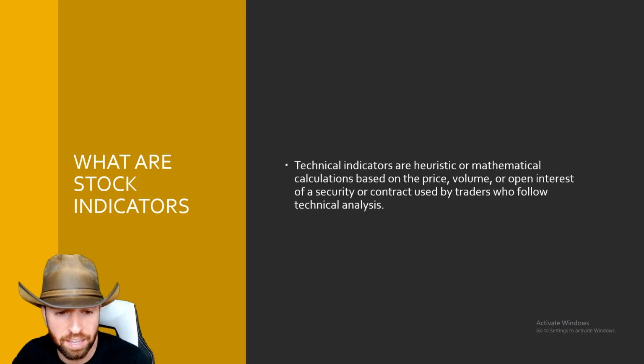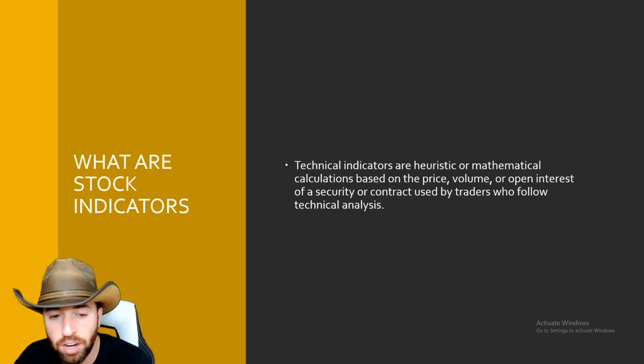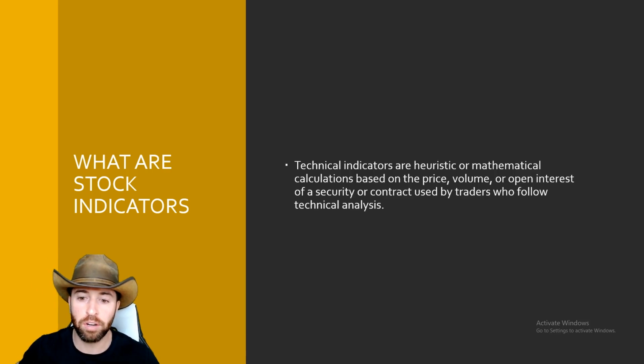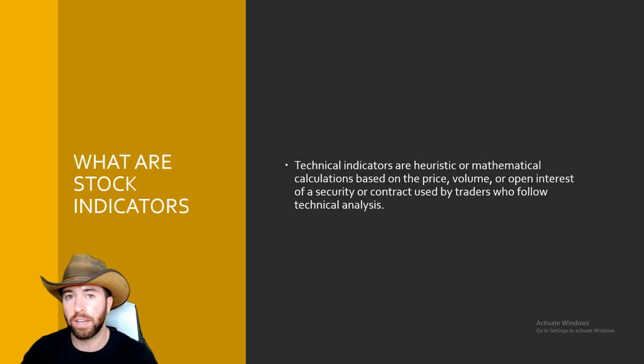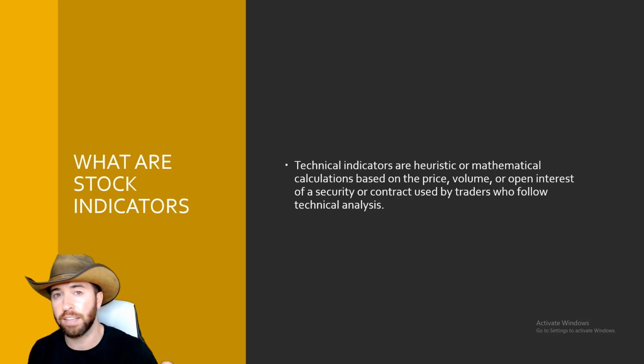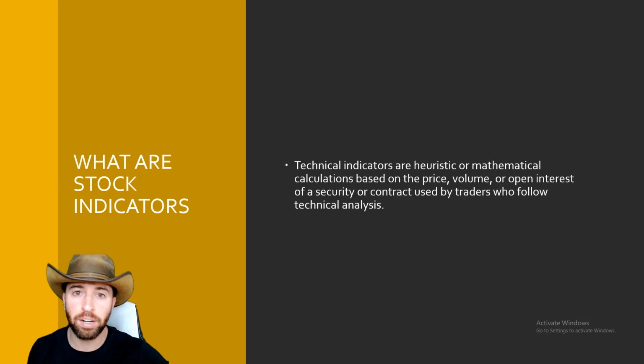What are stock indicators? Well, stock indicators are technical indicators, heuristic or mathematical calculations based on the price, volume, or open interest of a security or contract, used by traders who follow technical analysis. I know that sounds very confusing, kind of getting that big proper definition. I'll give you guys the Dekmar Trades definition. An indicator is going to be a line within your chart that's going to help you understand if the stock is currently bullish, currently bearish, currently overbought, or oversold. That is the point of the indicators.